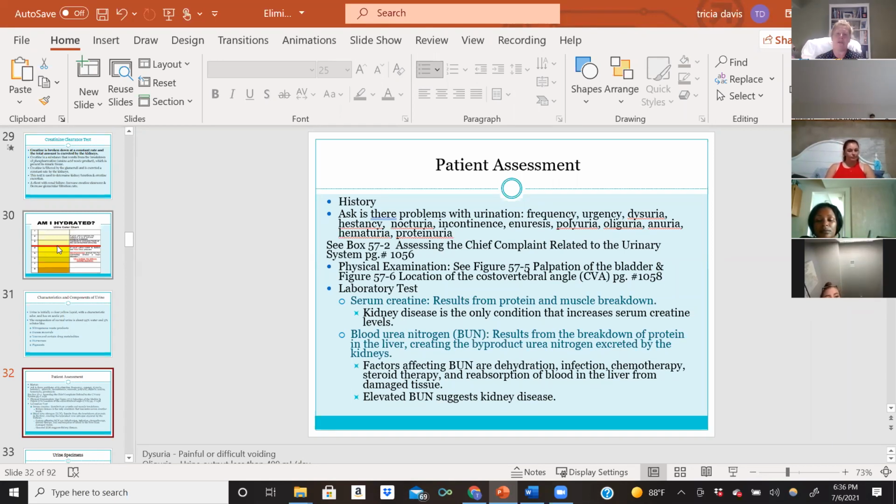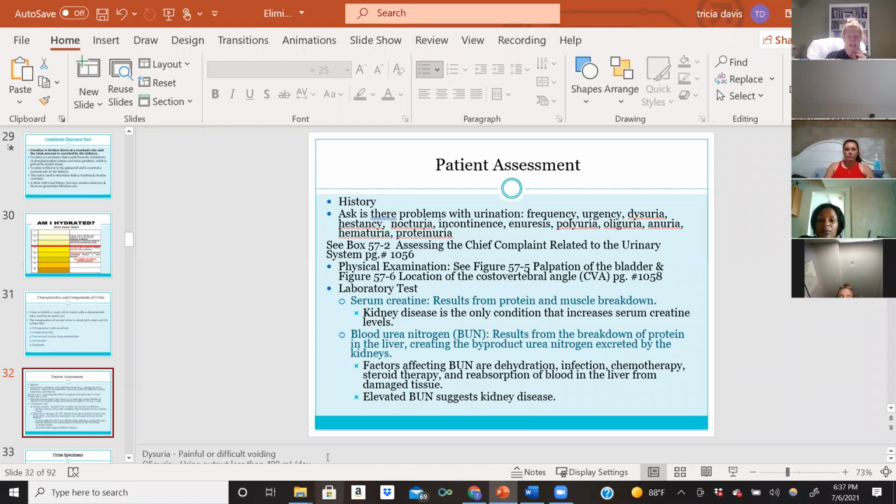Nocturia is when we get up in the middle of the night to go pee. We want to know if they have any problems with incontinence. So do they dribble on their way to the bathroom? Can they not even make it to the bathroom? Maybe they don't know that they have an urge to go. Do they feel like they have to go and they just can't, it just comes on too fast? Or do they urinate and they're not even aware that they're urinating?